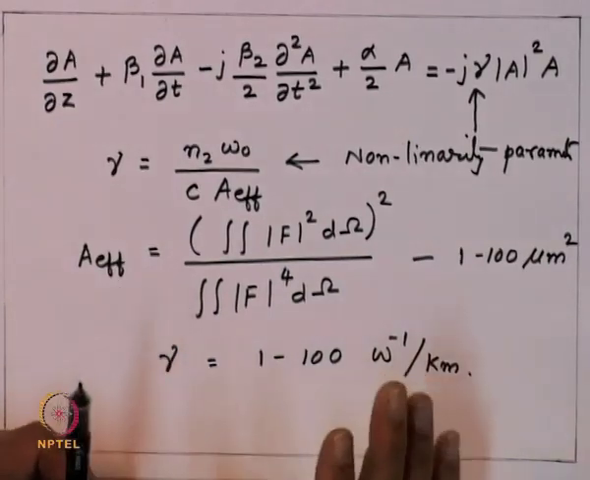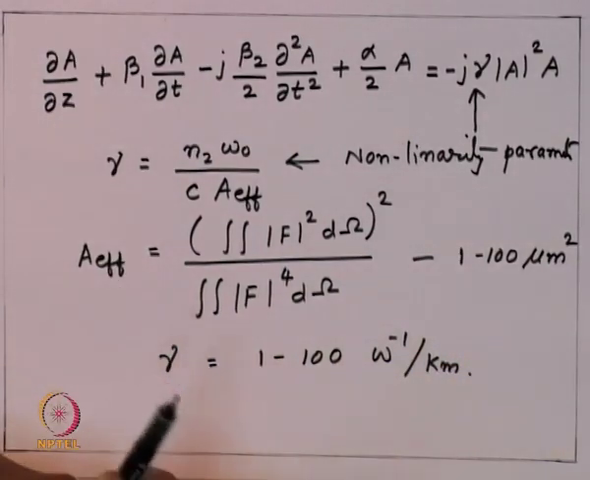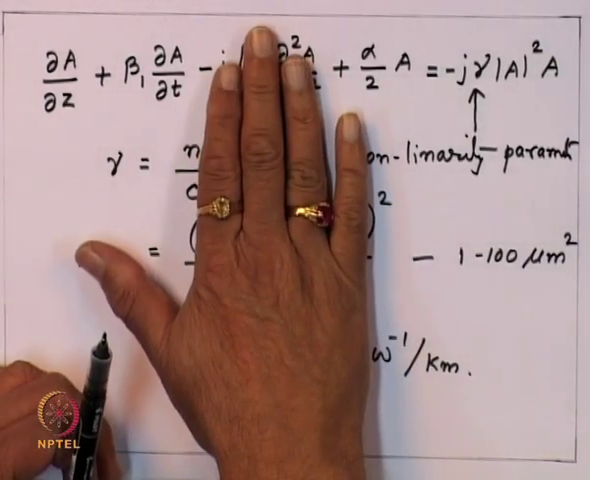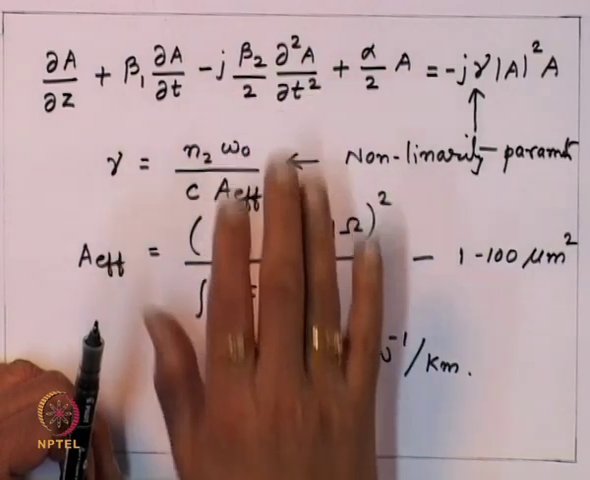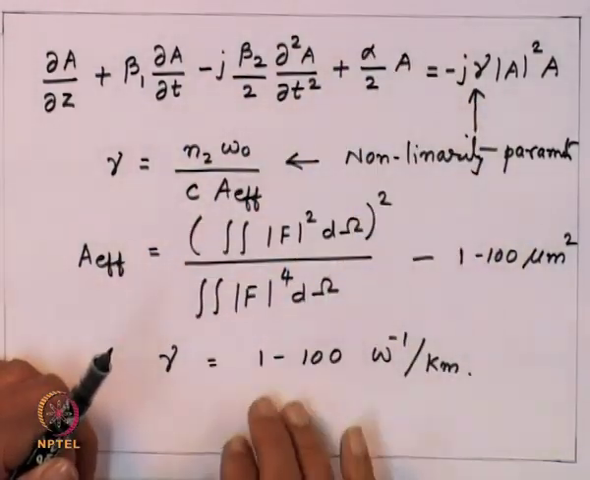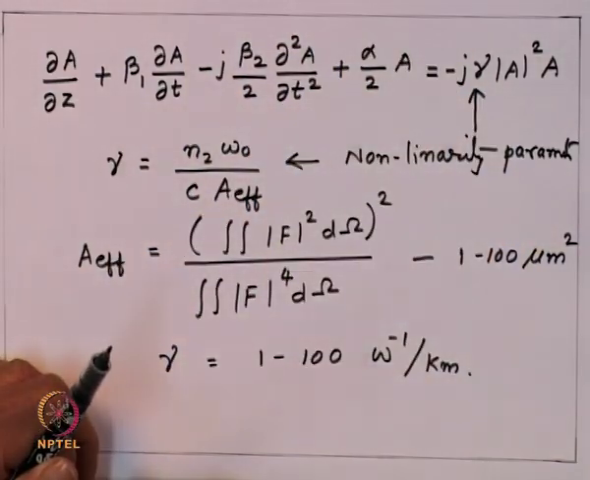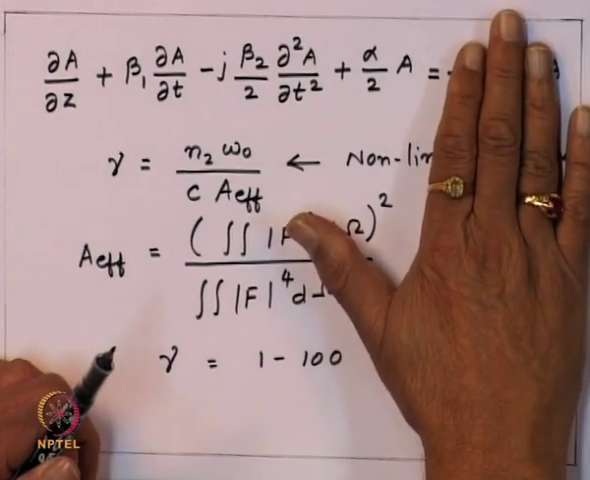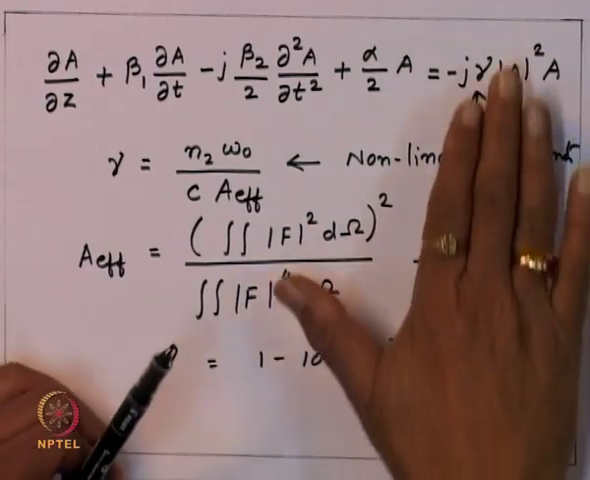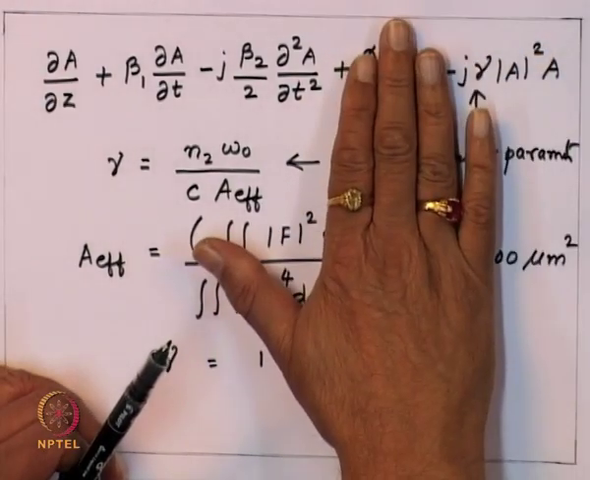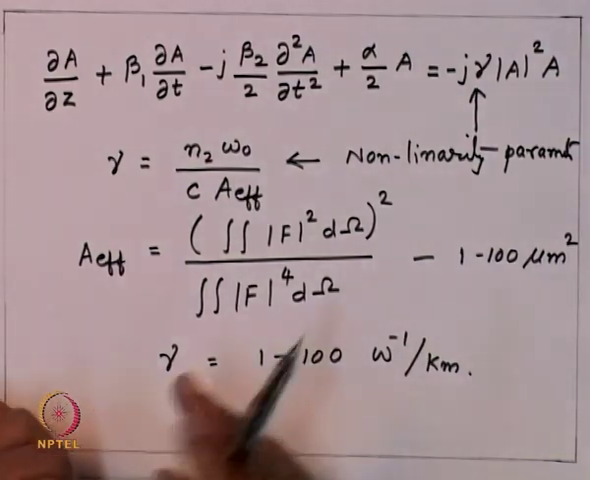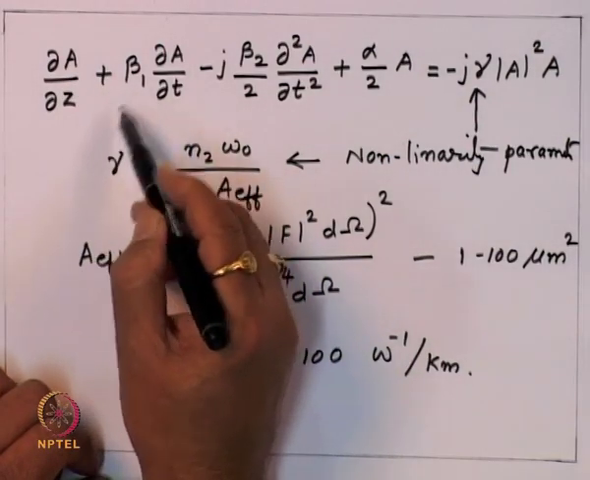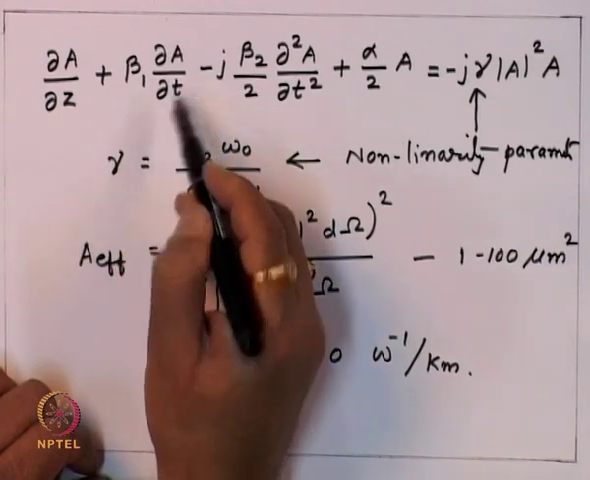So, let us take the first simplest possible term. Let us say that beta 2 is negligibly small. Let us say this quantity is not there. Let us say there is no loss. So, alpha is also equal to 0, and let us say there is no non-linearity also. So, even this quantity is equal to 0. So, if I neglect these terms, then I have got this quantity which is dA by dz, which is equal to minus beta 1 dA by dt.